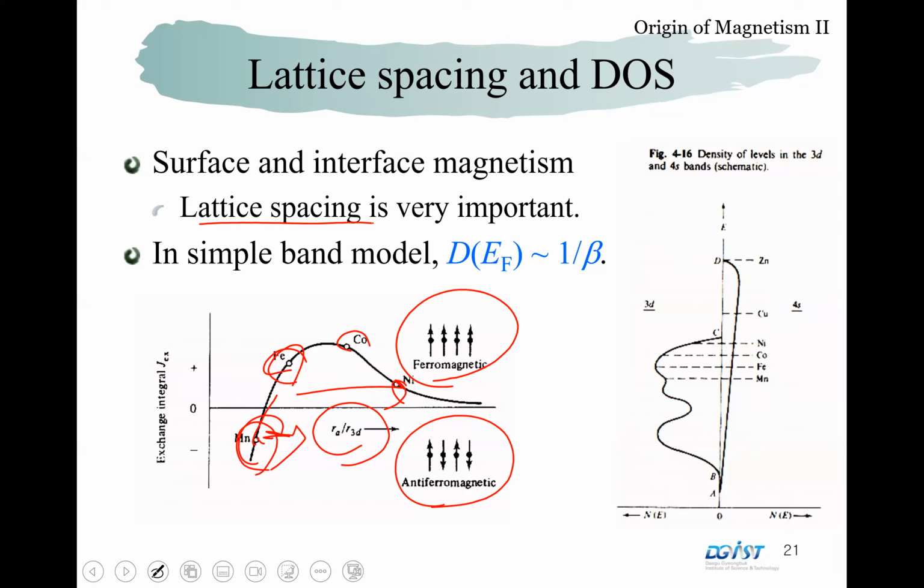And also the density of state is very important. Density of state is roughly inversely proportional to the hopping beta. If the lattice is closed, hopping is increased, right? If you increase the lattice parameter, the beta is decreased, then the density of state is increased. So they all interact with each other. I mean, they affect each other.